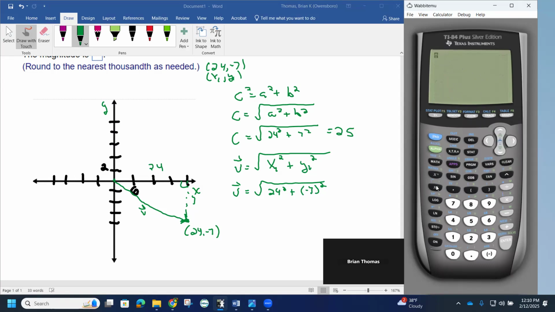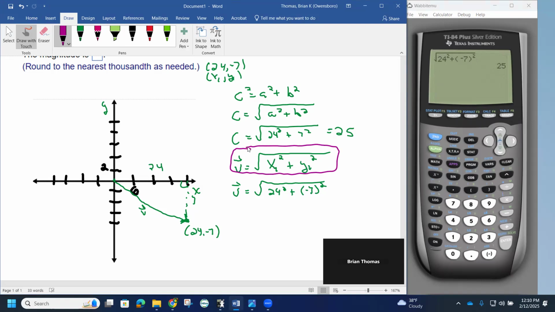If I do the second square root, if I type in 24 squared plus negative 7 squared, notice how it gives me the same answer. So I don't necessarily need the Pythagorean theorem, as I can modify it into this formula here. If I have the ordered pair for the vector, I can substitute that in to find the length of the vector. In this case, we would have 25.